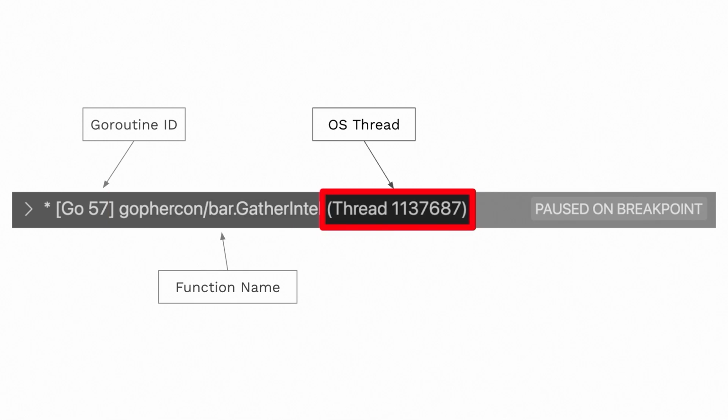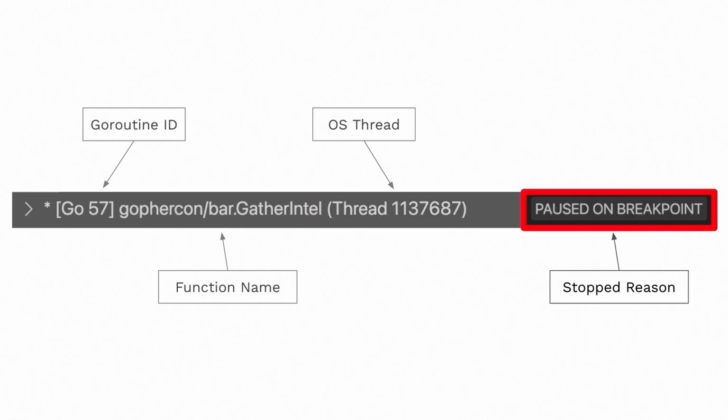Next, we get the thread ID of the OS thread that this go routine is running on. So not all of the go routines are going to have this piece of information because not every go routine is scheduled to run on an OS thread. So if it's currently running, we will get this piece of information here.